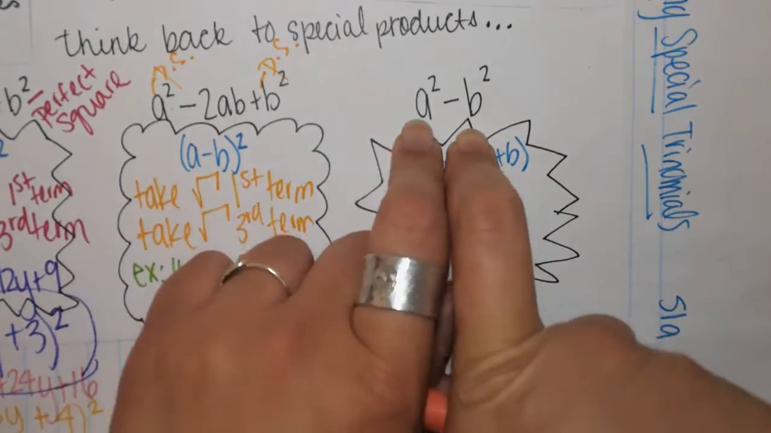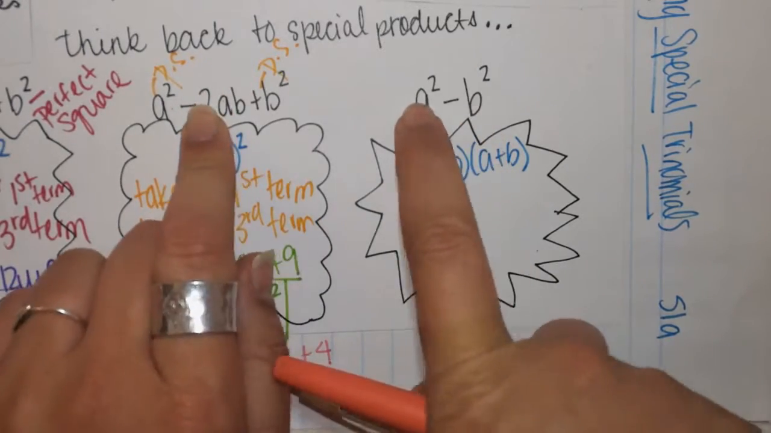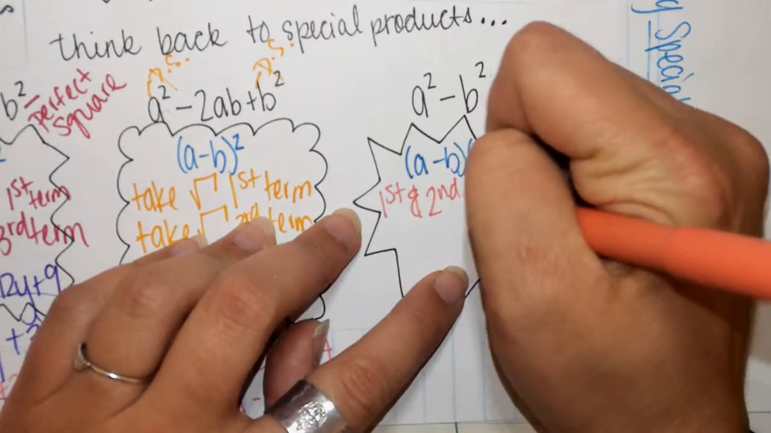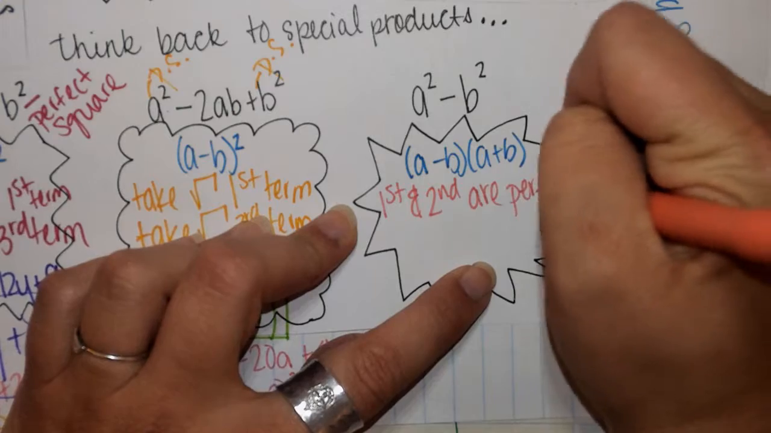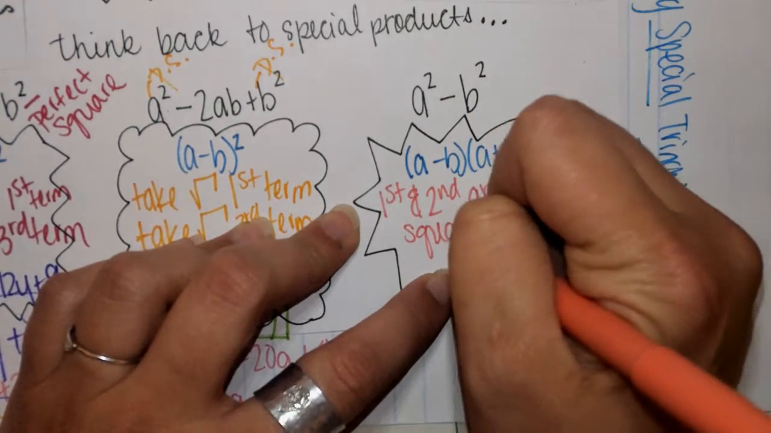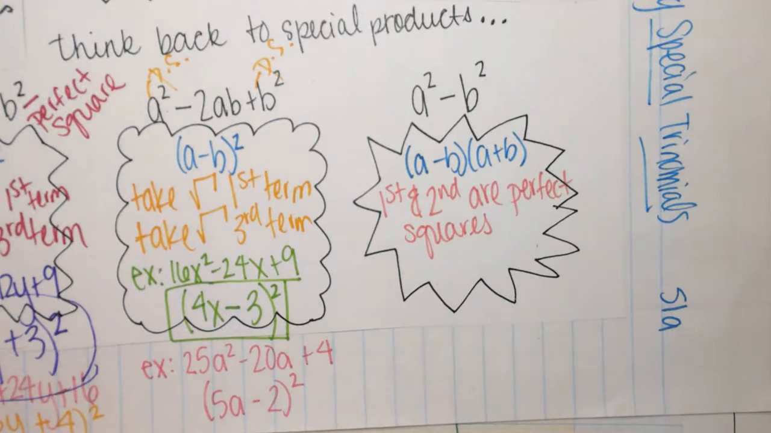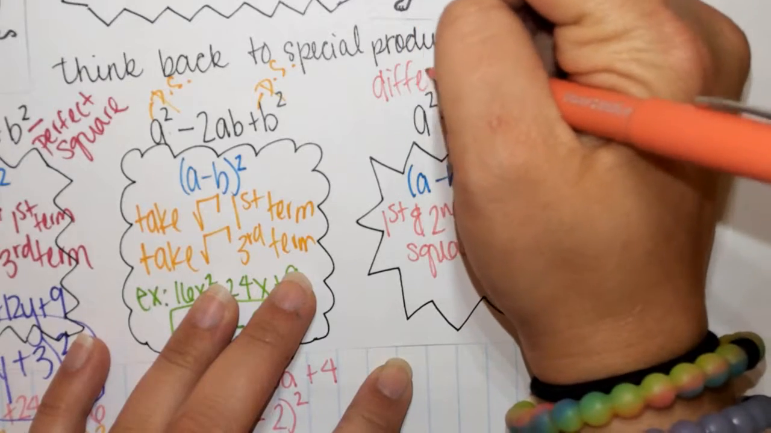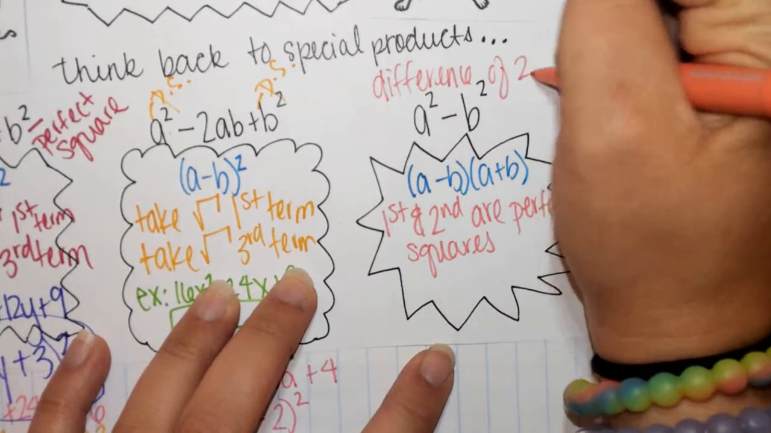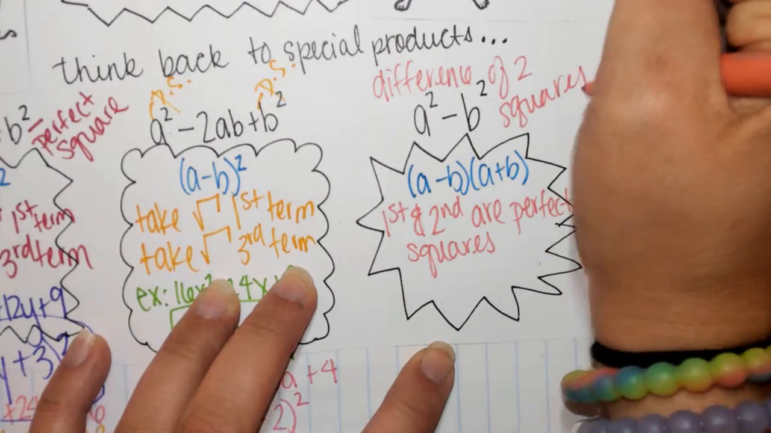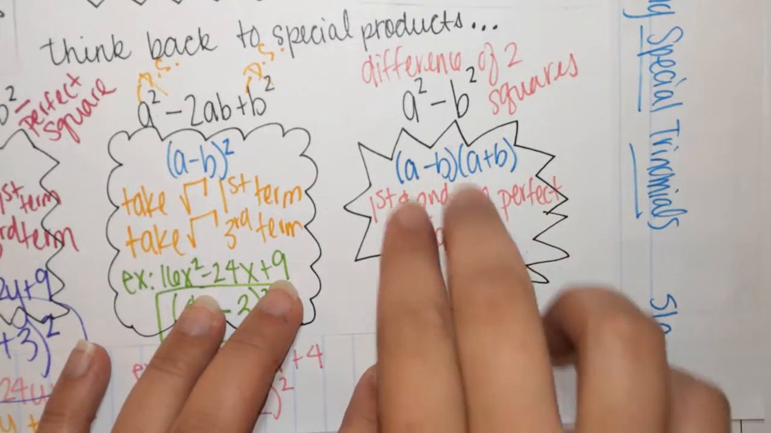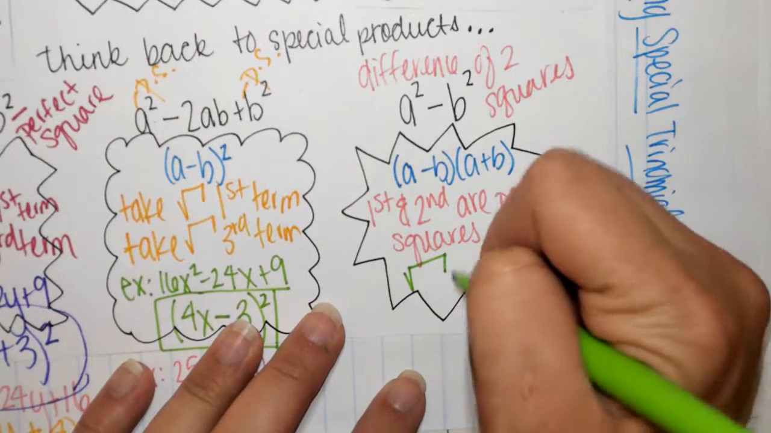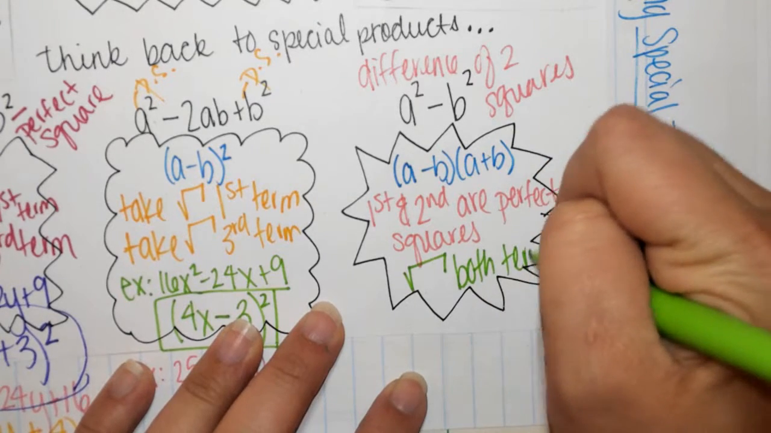Alright, so the difference with this one is both the first and the second term are perfect squares. Now, this is called the difference of two squares. It's going to end up being in two different parentheses like this. So you take the square root of the first term, take the square root of the second term. So square root both terms.